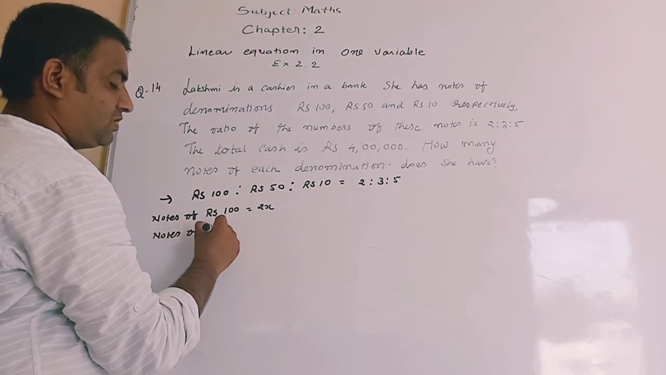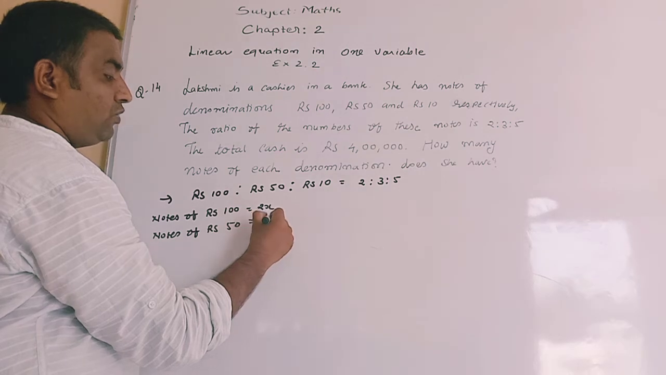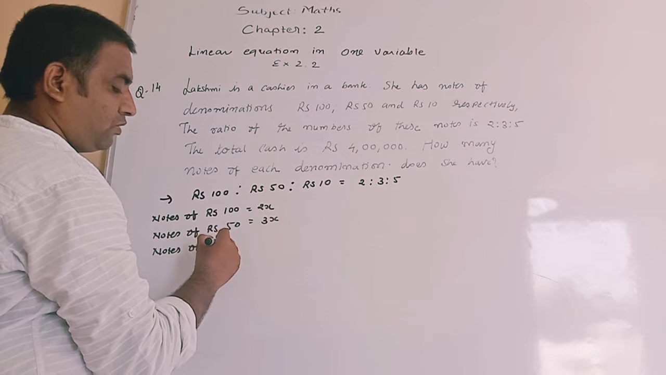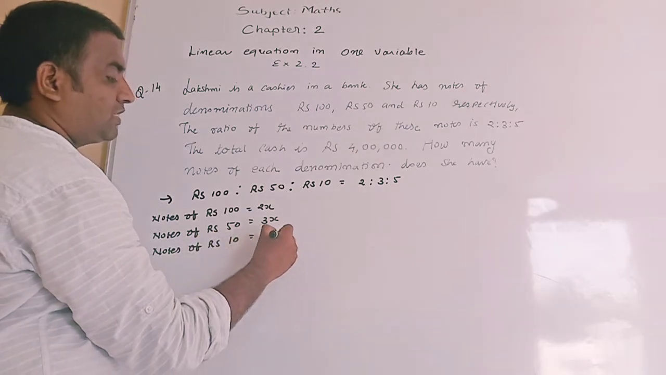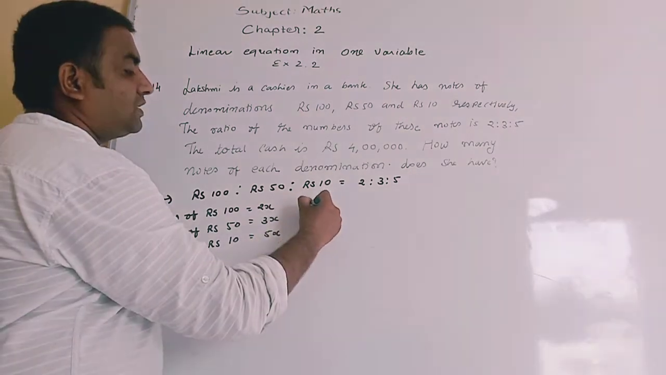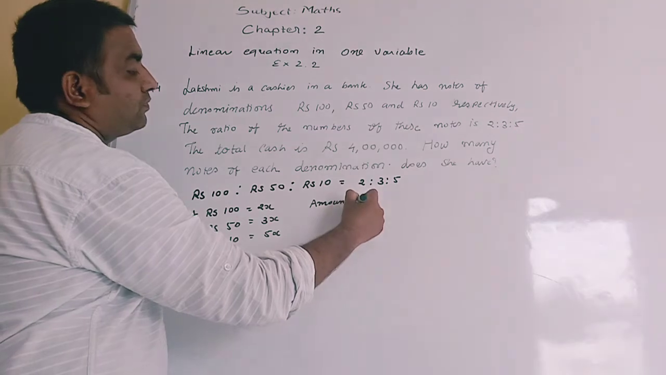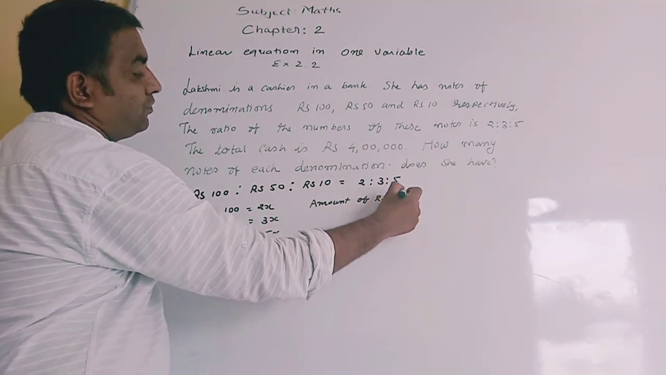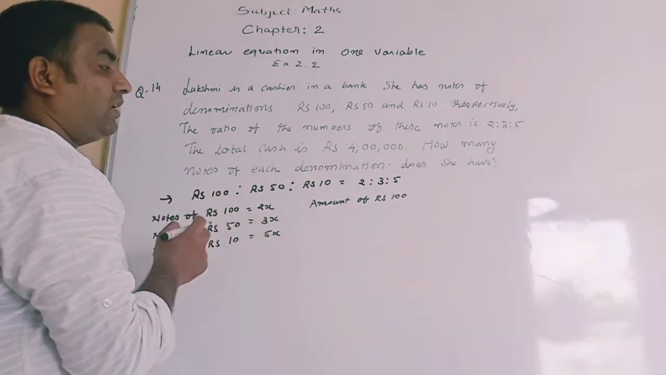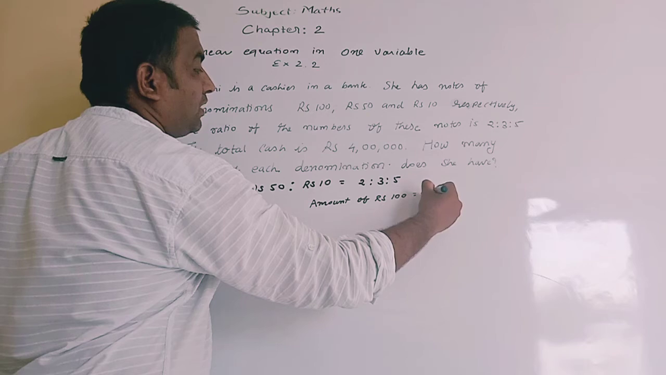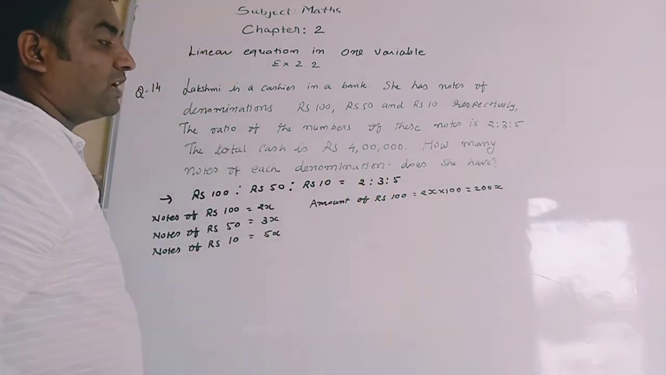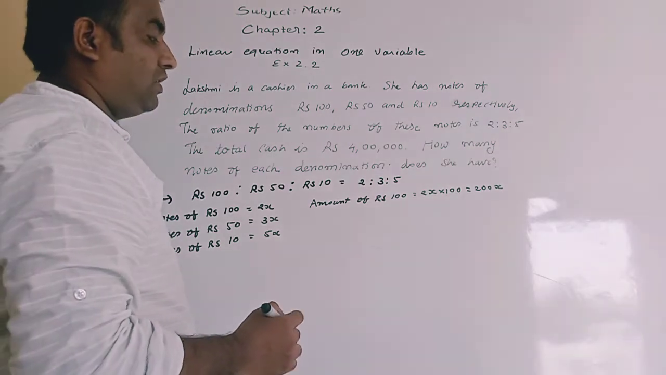Notes of rupees 50 will be 3 into x, 3x. And notes of rupees 10 will be 5 into x, 5x. So now amount of rupees 100: 2x notes are there, so 2x multiplied by 100, that is 200x.